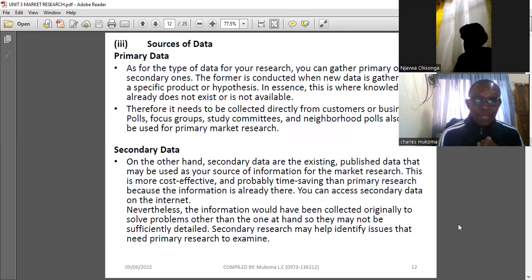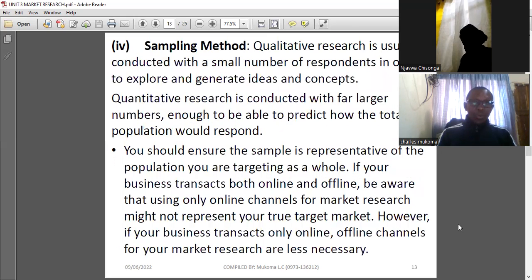Then the sources of data, primary data. This is data that is original, taken from the source. While secondary data, this is data that has been published by people, that has been used earlier on. Okay. So that is the sources of data, primary and secondary data. Unless if there's a question before we go to sampling method. No. Okay, sampling method.